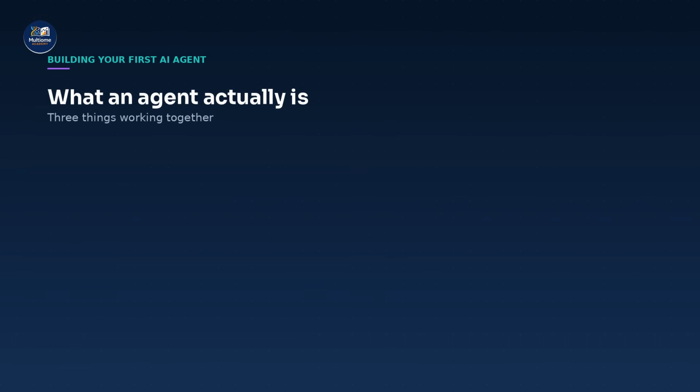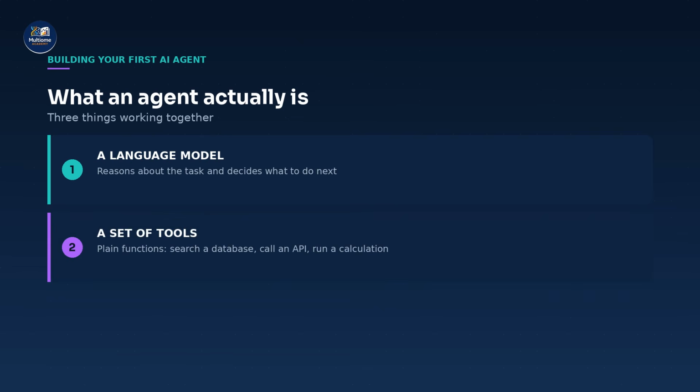Strip away the hype, and an agent is three things working together. A language model that can reason about a task and decide what to do next. A set of tools it's allowed to use, plain functions that search databases or call APIs. And a loop that keeps the conversation going between the model and the tools until the task is done. A chatbot answers from memory. An agent decides it needs current information, calls a tool, and reads the result before answering.